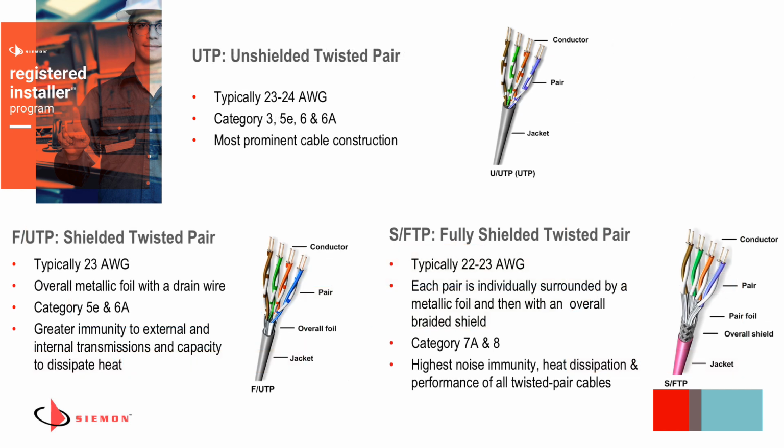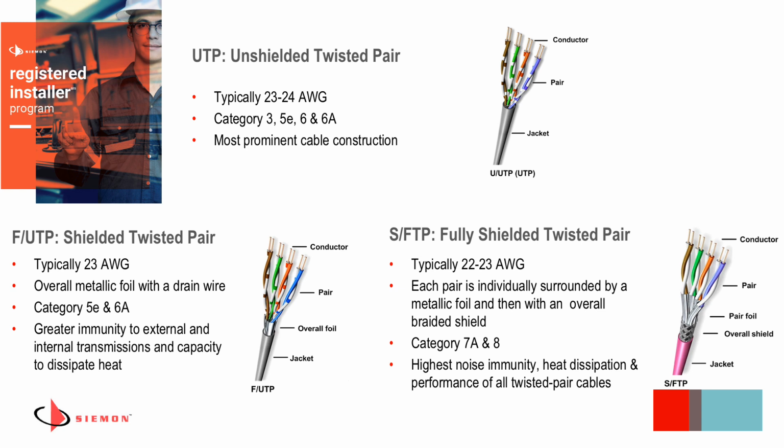So this slide illustrates the 3 most common cable constructions that you will see in the industry. We'll start with the most common one, which is unshielded twisted pair, shown on the top here. We abbreviate it as UTP for unshielded twisted pair. Sometimes you may see it referred to as U/UTP as another way that it's referred to. But that's typically going to be 23 or 24 gauge category 5E, 6, or 6A.